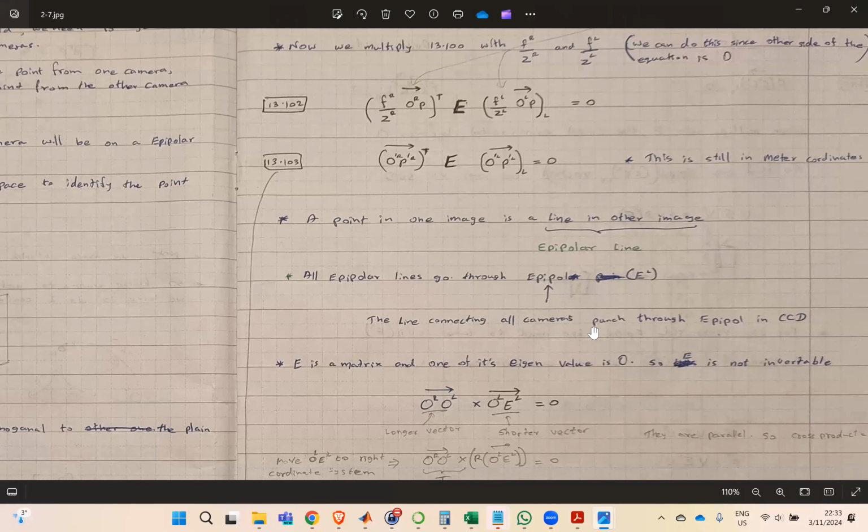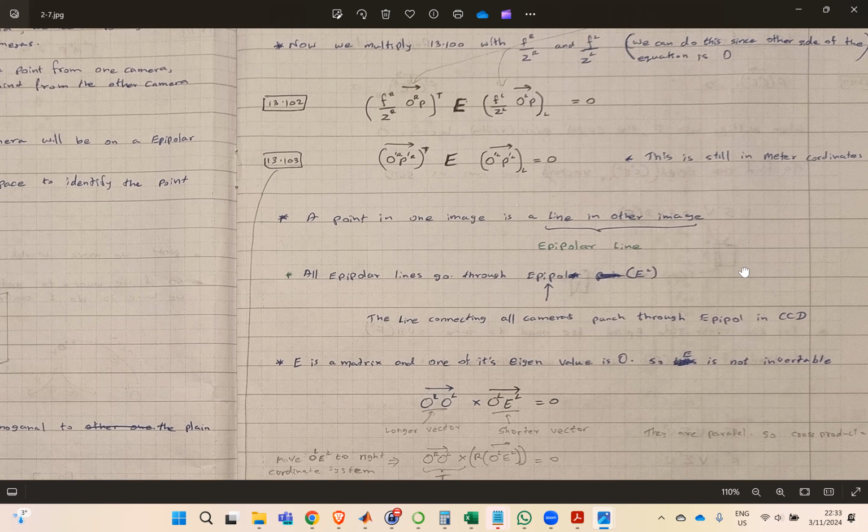Okay, so we'll move back to here. That's what it's saying: all lines go through the epipole, the line connecting all the cameras through the hole. This is the epipole, the same definition.